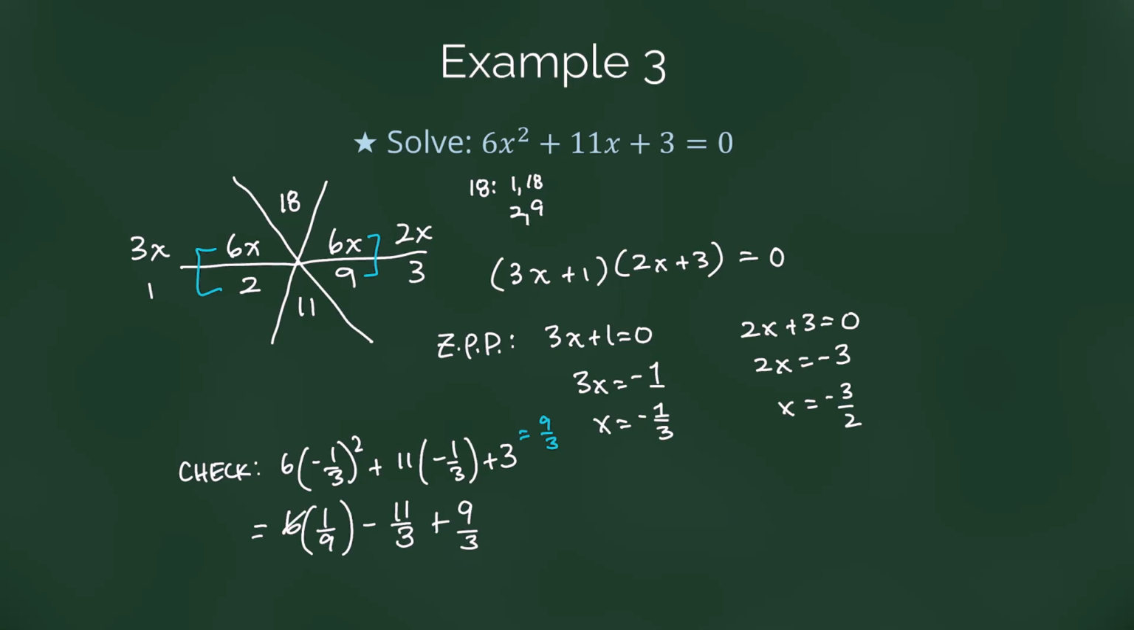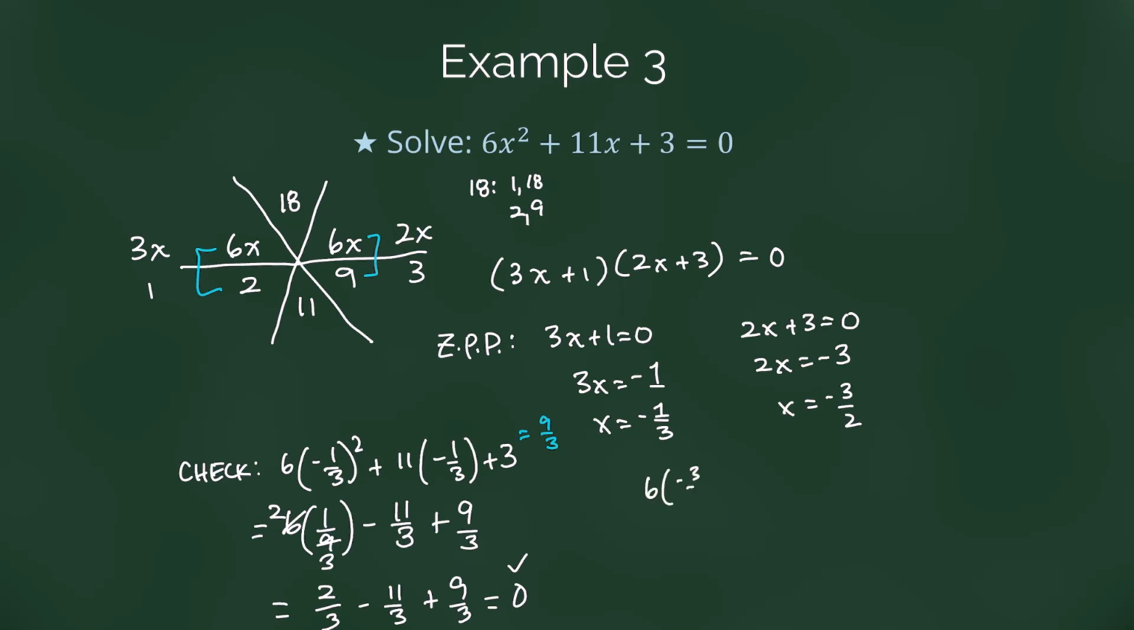The 6 and the 9, I can divide them both by 3 to get 2 and 3. So I get 2/3 minus 11/3 plus 9/3, which is in fact 0. So that solution checked. And then we'll check negative 3 halves.